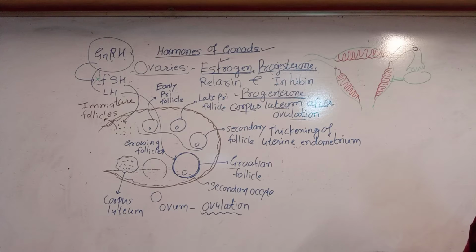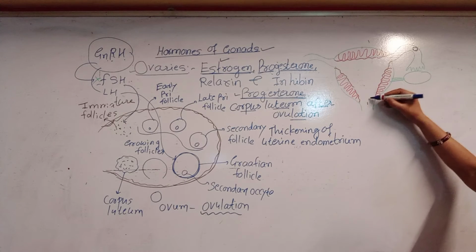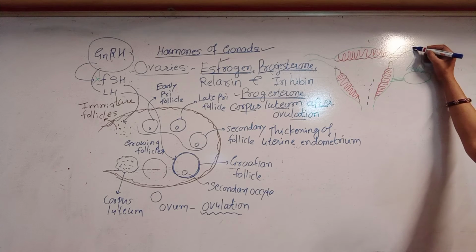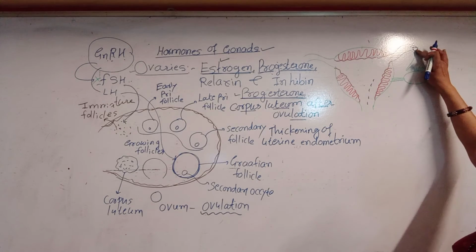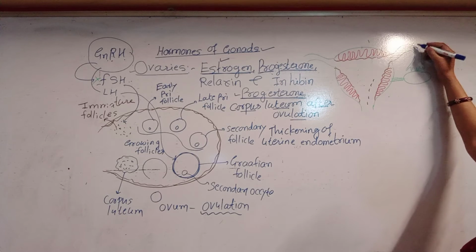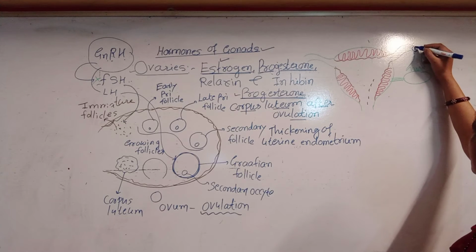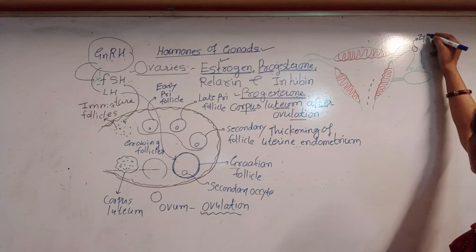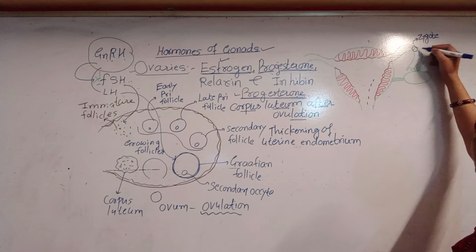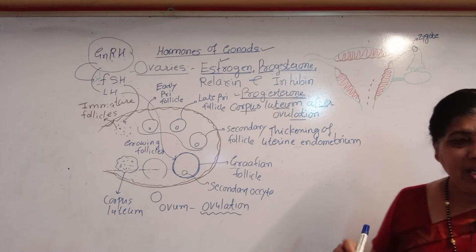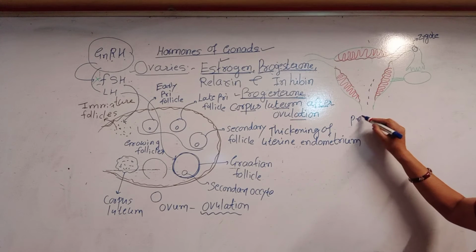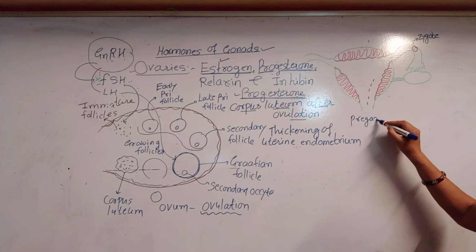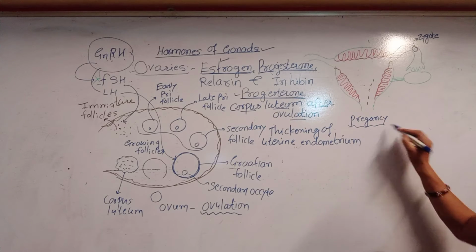And if within that period the ovum gets fertilized by a sperm, then it will be converted into a zygote. So if the ovum is fertilized, then formation of the zygote takes place in the fallopian tube and pregnancy starts. This is pregnancy. Any difficulty with it?